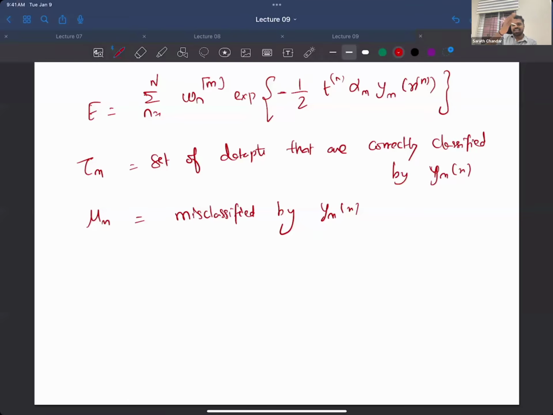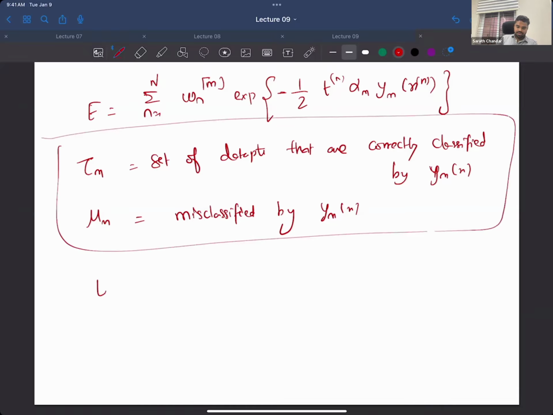So now I can split the error into two parts: the error for the correctly classified examples and the error for the wrongly classified examples. Whenever the example is correctly classified, Tn times ym is going to be 1. For wrongly classified, it's going to be -1. So for correctly classified examples, this is basically e power minus alpha m by 2 summation n belonging to tau m wn of m. Is that right?